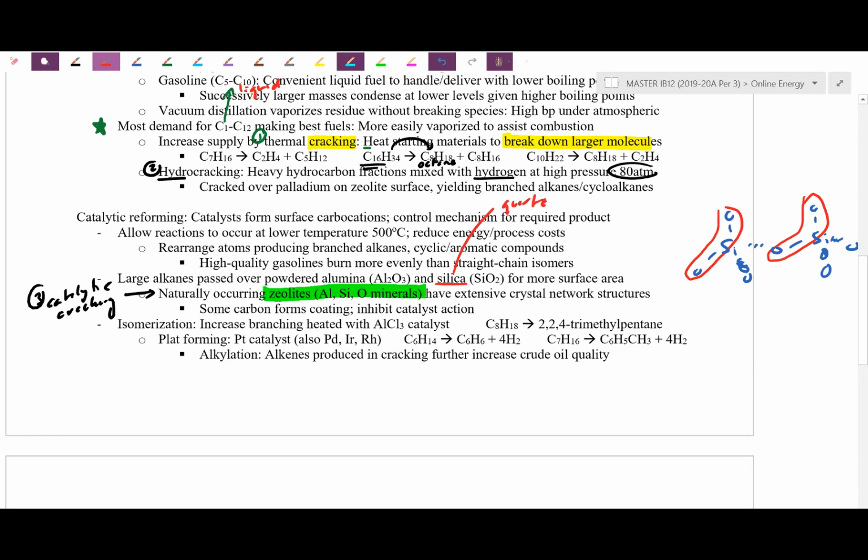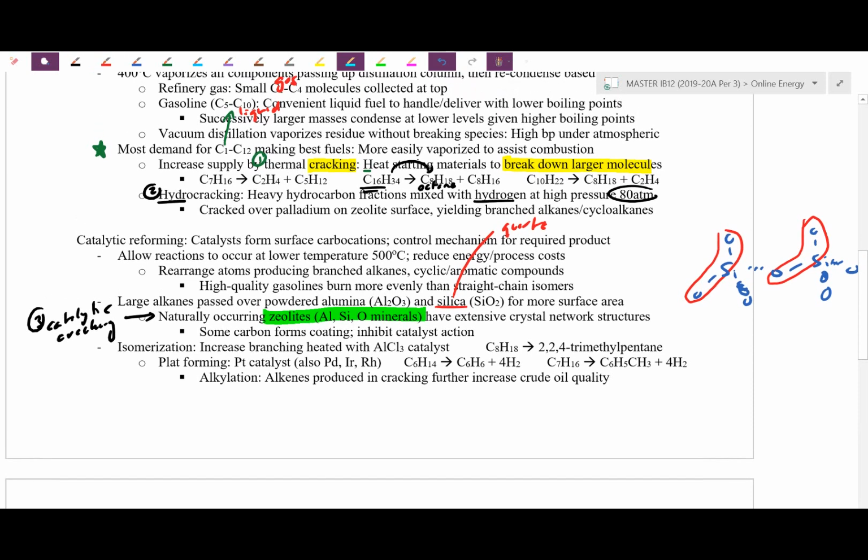And that is used as a catalyst. It's a really extensive network, like a lattice, but has the advantage of being covalently bonded. Basically, using these zeolites as surfaces, we can crack our alkanes on top of the surface. Again, by cracking, we can form the smaller carbon chain lengths that we want.